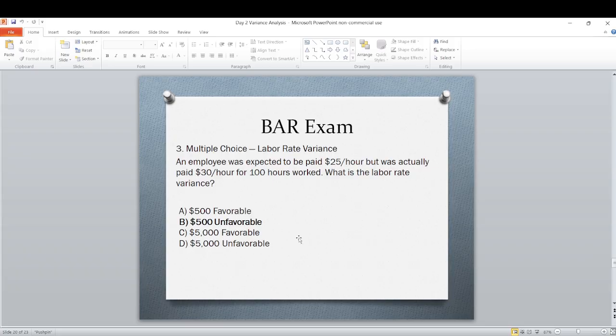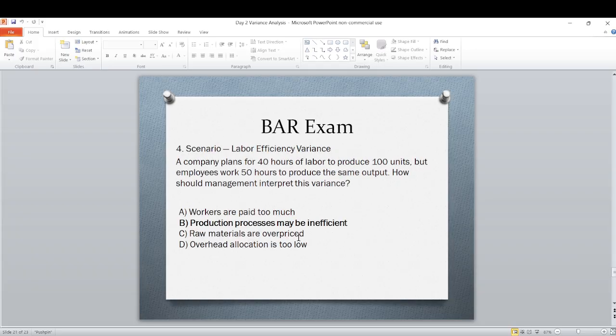Question 3. An employee was expected to be paid $25 per hour, but was actually paid $30 an hour for 100 hours worked. What is the labor rate variance? Well, the labor rate variance equals actual rate minus standard rate times the actual hours. This equals $30 minus 25, which is a $5 difference, times 100 hours. So 5 times 100 is $500, which is C or B, $500 unfavorable? It's unfavorable because actual rate was greater than standard rate.